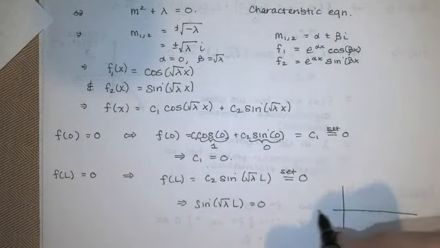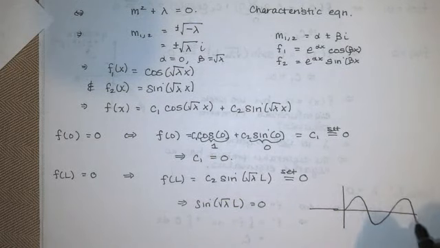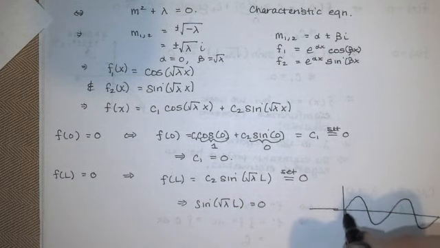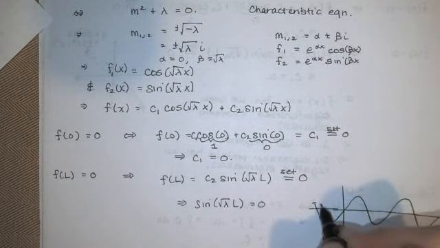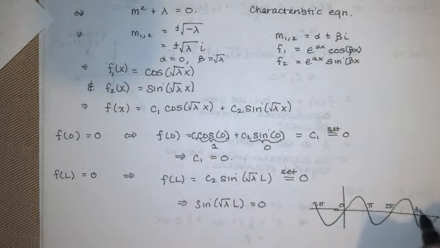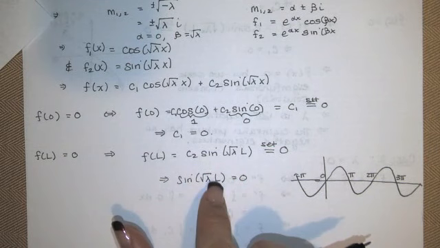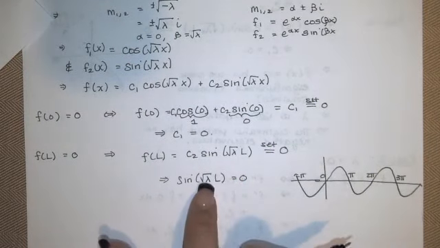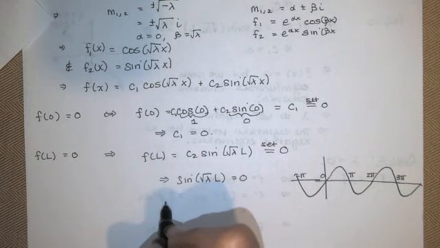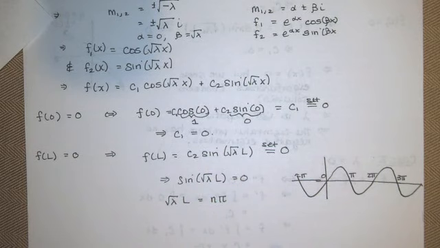Now, the sine function is 0 infinitely many times. Remember, sine looks like this, and it repeats in both directions indefinitely. There's negative pi, there's 0, there's pi, there's 2 pi, there's 3 pi, and so on. So this equation will be satisfied whenever the expression inside the sine function is equal to a multiple of pi. So we would need the square root of lambda times L to be n times pi, where n is an integer.